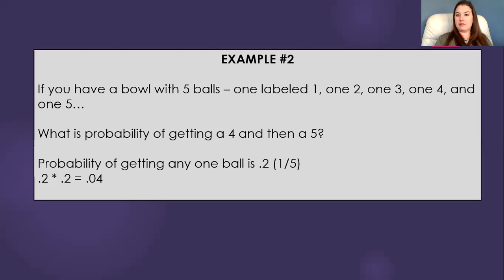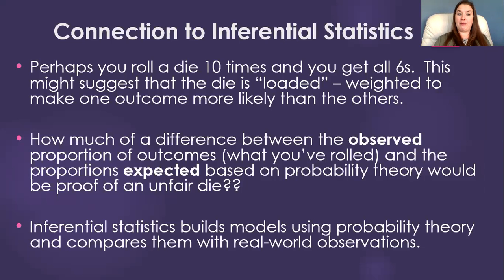One of my favorite things about this lesson is that students realize how difficult it is to win the lottery, right? For this, you had only 5 numbers and 2 chances, and you want to get a 4 and then a 5, that's only a 4% chance of doing that. Multiply that by how many numbers are used in the real lottery, and you see how low the probabilities would be. Okay, last slide here.